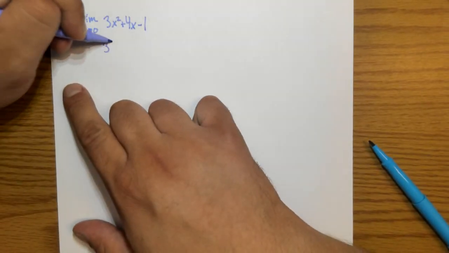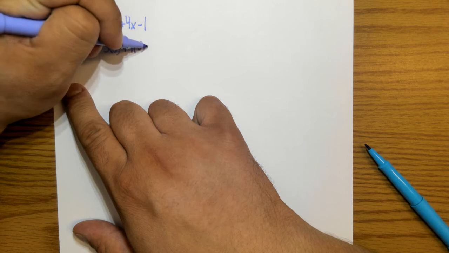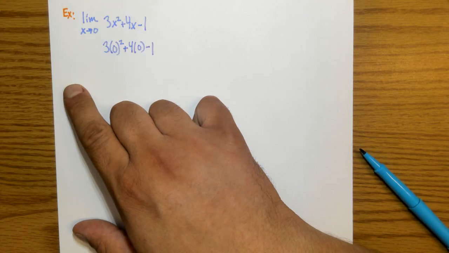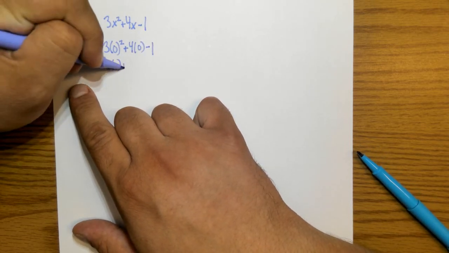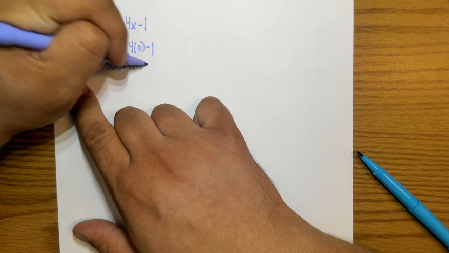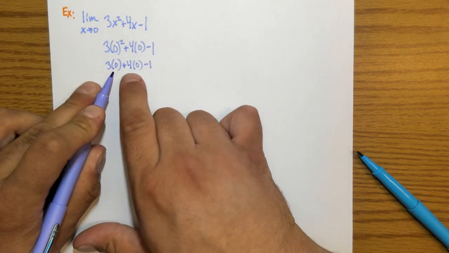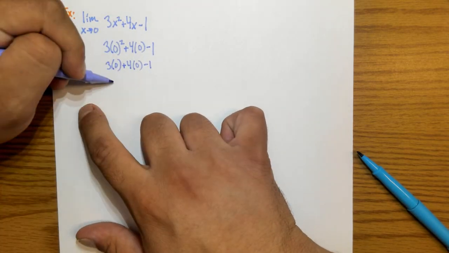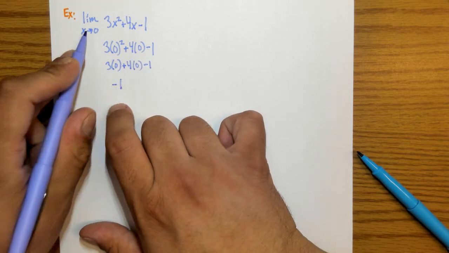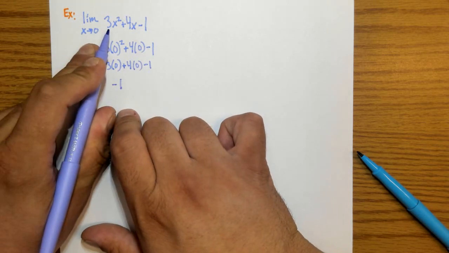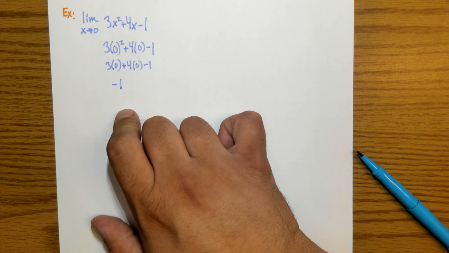So 3 times 0 squared plus 4 times 0 minus 1. 0 squared is still 0. 0 times 0 is 0, plus 4 times 0 minus 1. Well, these zero out, don't they? 3 times 0 is 0, 4 times 0 is 0. So what we're left with is just negative 1. So our limit as x approaches 0 of this function is negative 1. Okay?